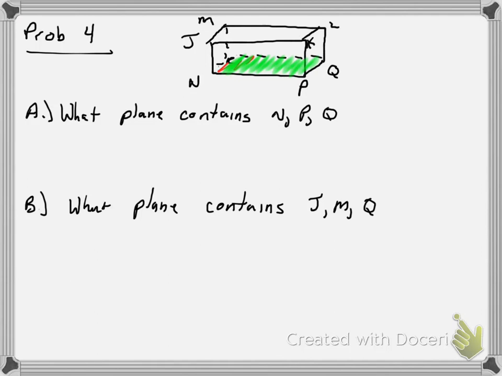And then B, what plane contains JMQ? This is going to be yellow. JMQ. Now JM is on the top left and Q is on the bottom right. So the plane that contains that is kind of like on this diagonal. Again, that could be the plane. It could be diagonal from M to Q and J to P. So that plane right there. So if you can see it in kind of yellow, that's what it is right there.